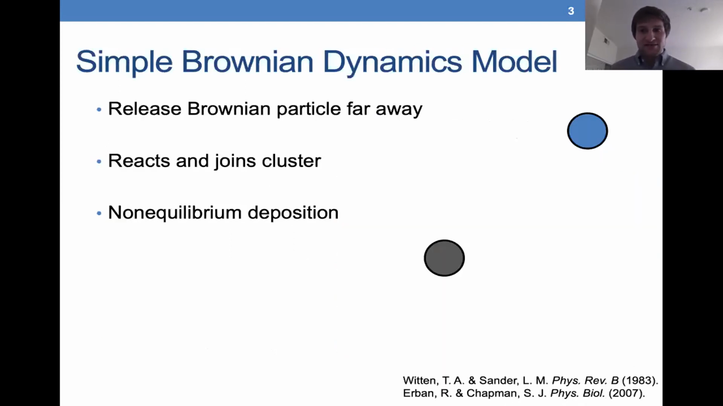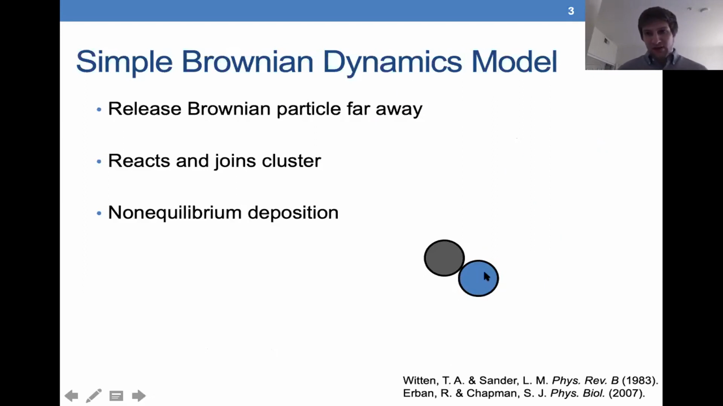So I study a very simple Brownian Dynamics model that models electrochemistry. And the way it works is you start out with a cluster. In this case, it's just one particle, and that particle's frozen. The cluster's frozen. And then you release a free particle, a free Brownian particle far away. And that Brownian particle diffuses. And eventually, that Brownian particle comes into contact with the cluster.